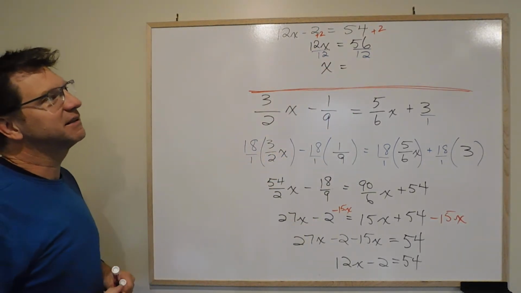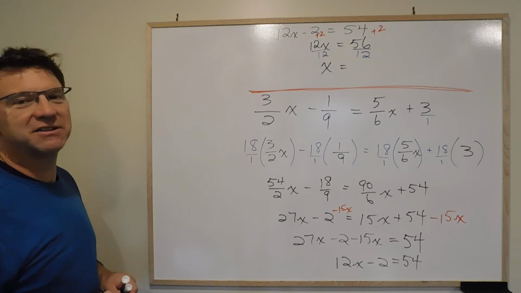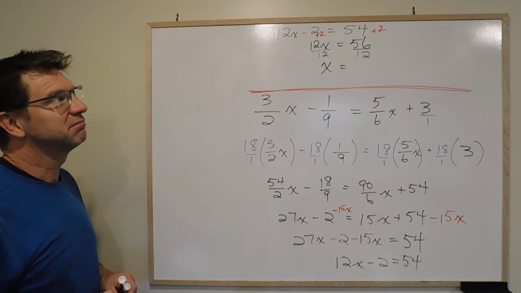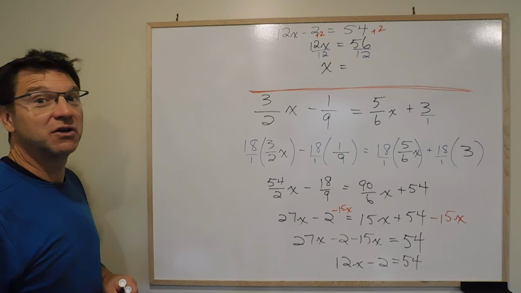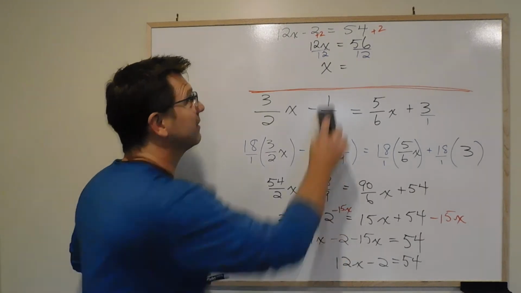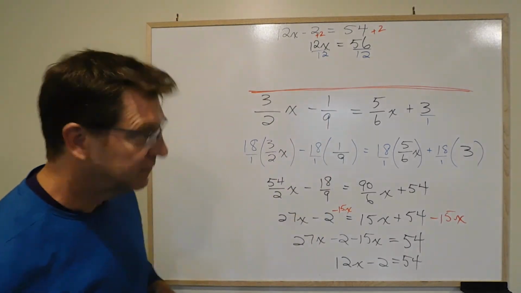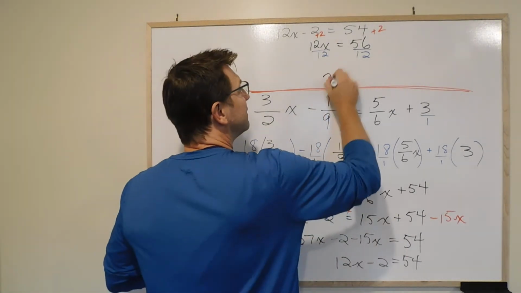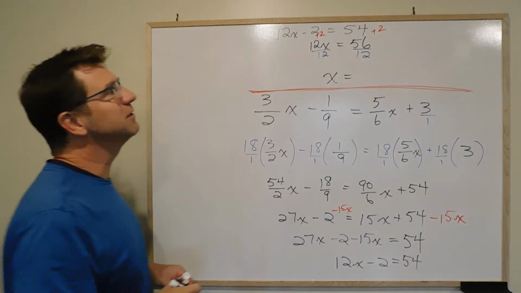And 56 divided by 12, that's not a perfect number. It's still going to be a fraction. So the best we can do is reduce that. I'm going to put my x down here a little bit so we don't run into the fractions. The best I can do is reduce that.